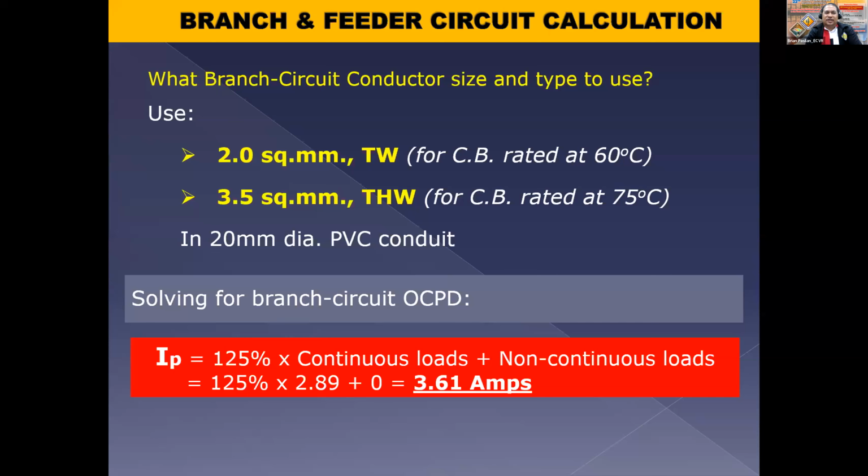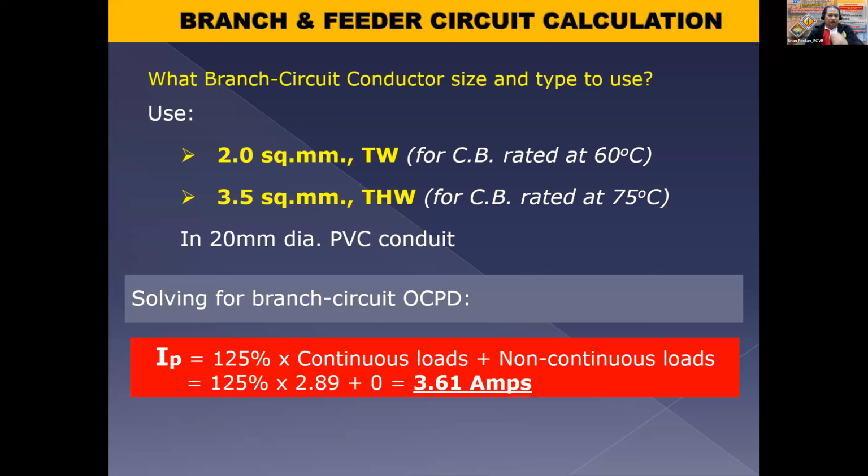Pwede rin higher, no? Kung para ma-address yung quad, but it's not necessary. Or if you're going to use 3.5 mm squared, then use 75 degrees. But if you're going to use THW 75 degrees, then your circuit breaker 60 degrees, please make sure yung ampacity table na ginamit mo is at the 60 degrees table, no? Yun lang ibig sabihin nito.